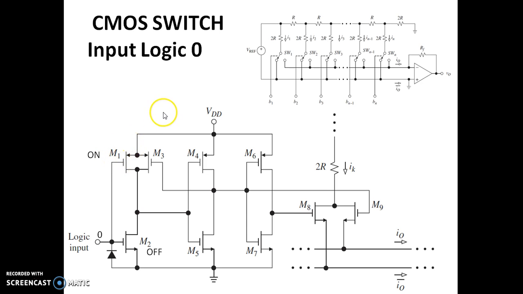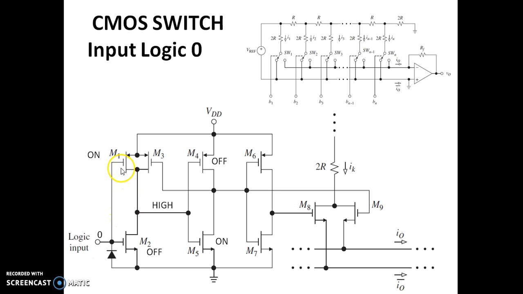Since we have VGS which is negative for a PMOS, this MOSFET M1 turns on. So when the logic input is 0, this is off, this is on. When this is on, we're going to have the entire voltage coming to this, flowing through source drain, and we're going to get a high voltage at this point. So the output of this will now be high. As you can see, now the input is 0, the output is high.